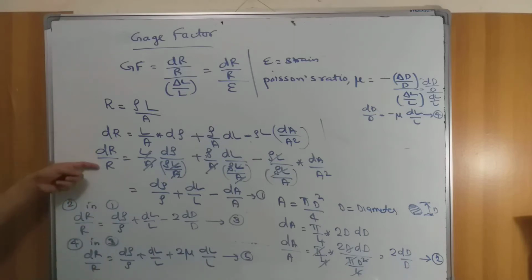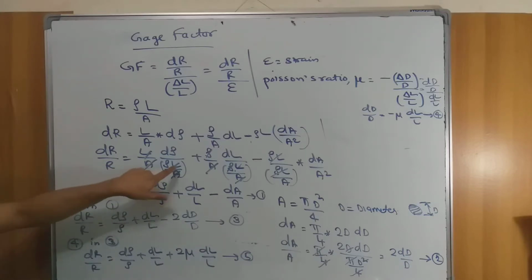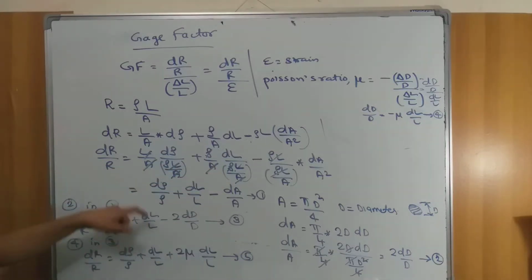Now dR by R: every term we are supposed to divide by R, and R is equivalent to rho L by A. So we substitute this equation, and we end up with d rho by rho plus dL by L minus dA by A. That is equal to dR divided by R. This is one of the equations here.